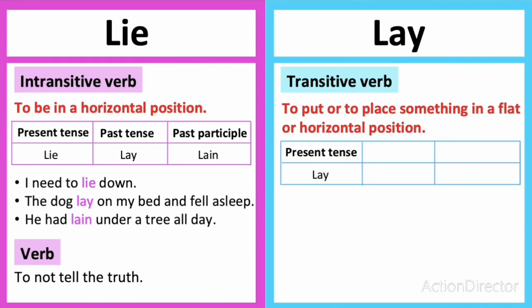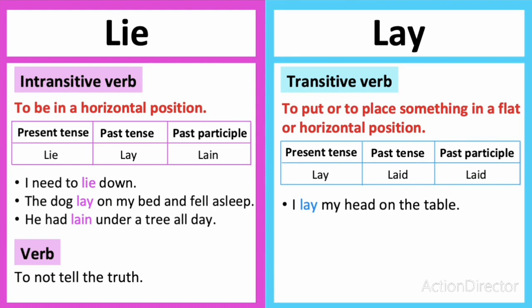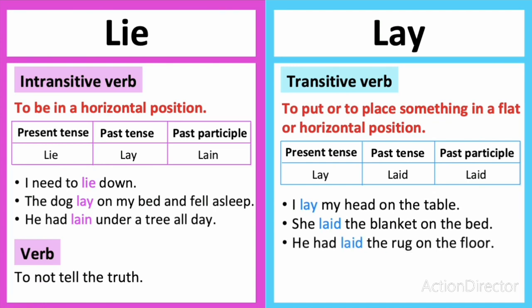The present tense is lay. The past tense is laid. The past participle is laid. Now let's go through some examples. I lay my head on the table. I is the subject, lay is the verb, my head is the direct object. Another example is, she laid the blanket on the bed. He had laid the rug on the floor.